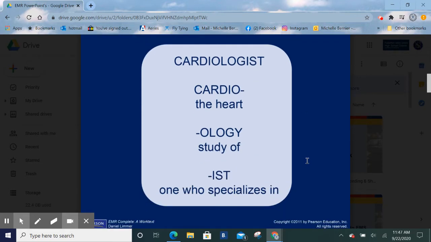Basically, what we're looking at is we're taking words and breaking them down phonetically or by parts to understand what they mean. So, cardiologist. Most of you guys might know what this actually means. It's specializing or studying the heart. If we look at this correctly, cardio stands for the heart, ology stands for study of, and ist is one who specializes in. So we have a cardiologist, someone who specializes in studying the heart.